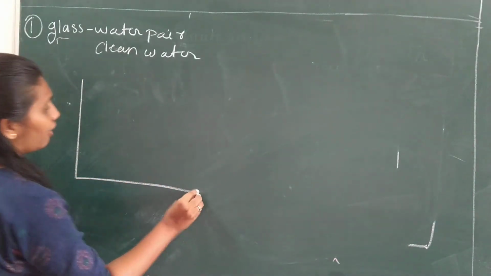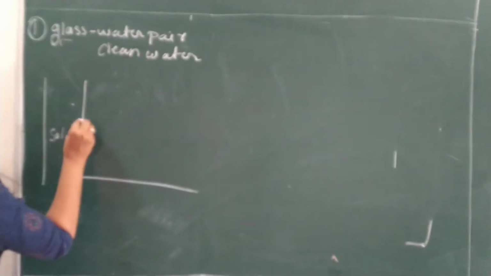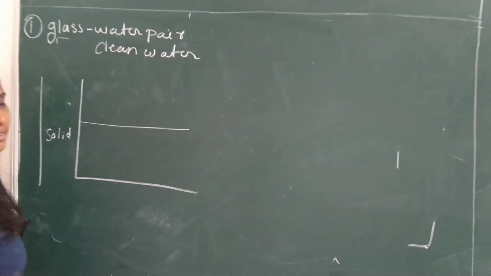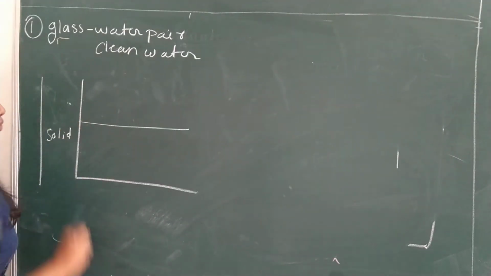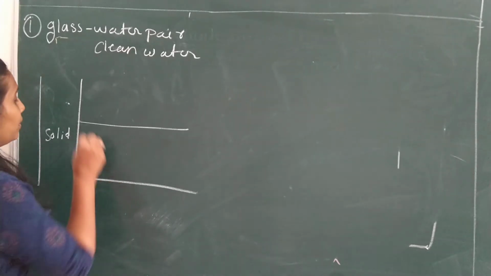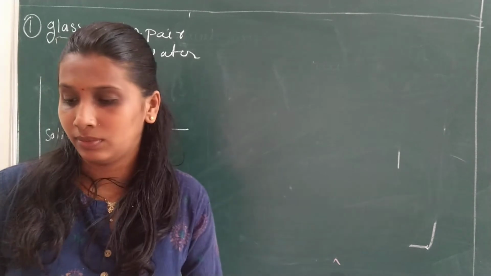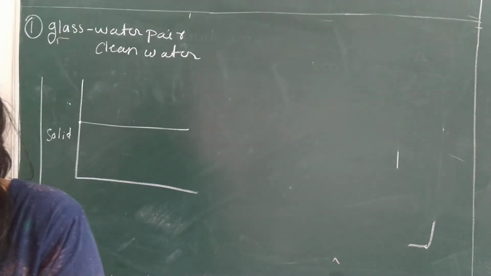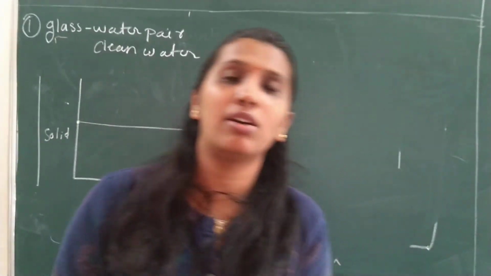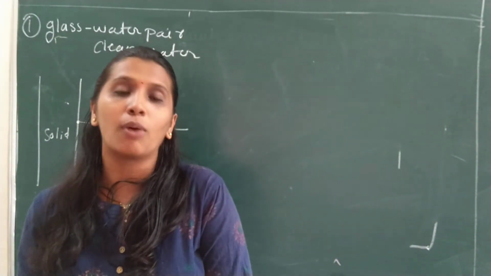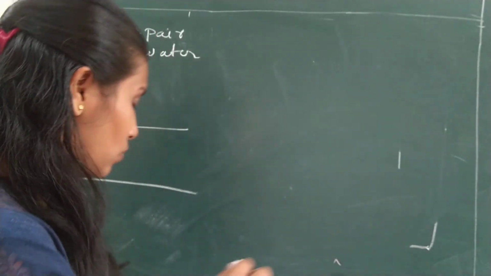I will draw only a half diagram now. This is your solid. This is your liquid, the water, which is very clean, pure water. Now in this case, if the water is pure, what happens? It will happen in the same way. Will you get the same angle of contact, or will the angle of contact change? Obviously, the angle of contact will change. In this case, what happens?